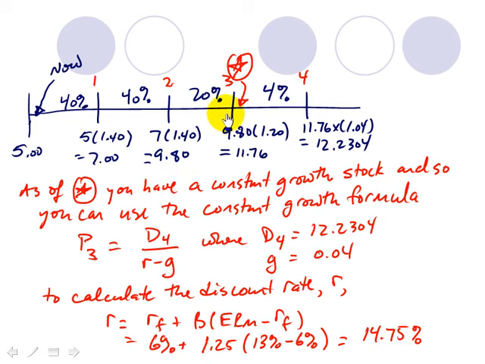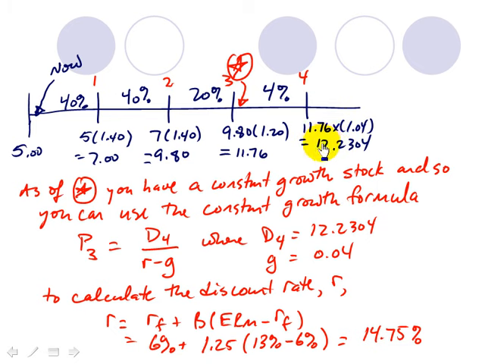2 years from now, that expected dividend is the $7 growing at 40% again, which is $9.80 a share. 3 years from now, it's going to only grow at 20%, so it'll be the 9.8 times 1.2. That gives you 11.76. And 4 years from now, it's going to grow at 4%. So between year 3 and 4, it's going to grow at 4%. That'll be the 11.76 times 1.04, which is 12.2304.